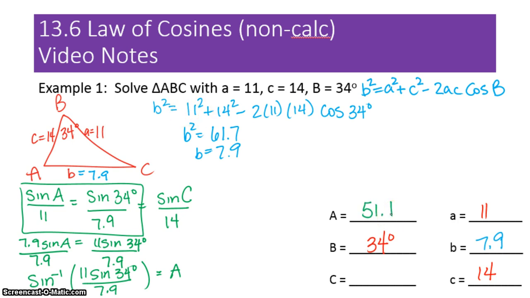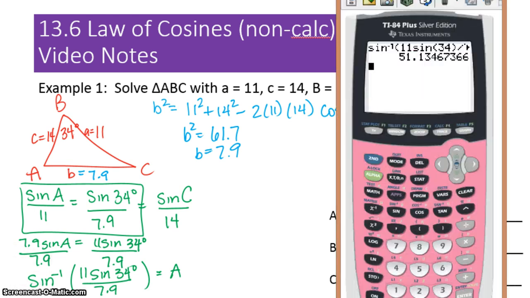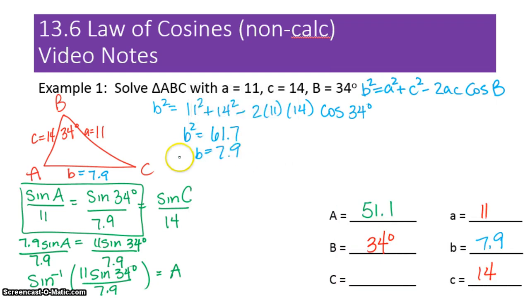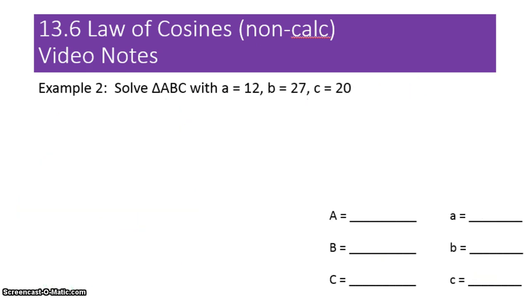And then to find angle C, we subtract everything from 180. So we're going to do 180 minus 34 minus 51.1 gives us 94.9. So angle C is 94.9. Okay, so this is side, angle, side, and you're always going to pick the one that's using the angle that you have. Okay, next example.